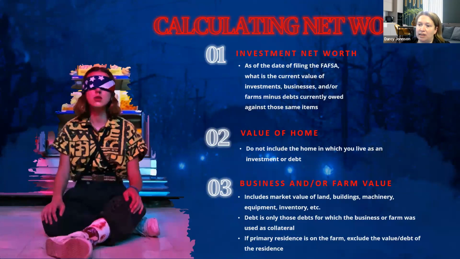So with our businesses and farm values, calculating that net worth, what are you going to look at? The market value of land, buildings, machinery, equipment, and inventory. Any debt that is against those same items. So if those items have been used for collateral, you're going to subtract out what's currently owed on those items. You'll take the current market value, subtract out any debt against those items, and that will be the net worth. If the primary residence is on the farm, you will exclude the value and debt of that primary residence.